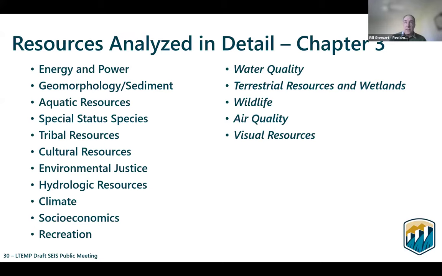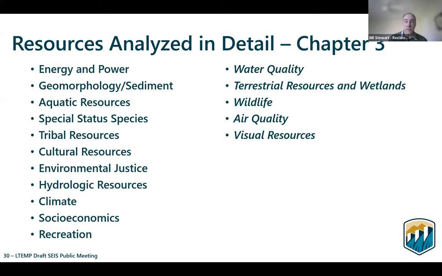On the screen here is the list of resources that were analyzed. And it's based again on concerns that were identified during scoping for this SEIS, as well as the smallmouth bass EA. The 16 resources on the screen that were analyzed, the left-hand column here are 11 resources that were commented on during the public scoping period and are listed in order based on the number of comments received from largest number to smallest number. And we'll walk through each one of these resources in this presentation.